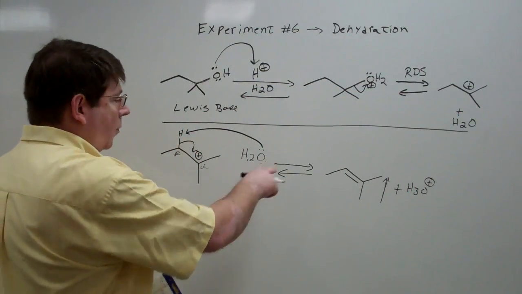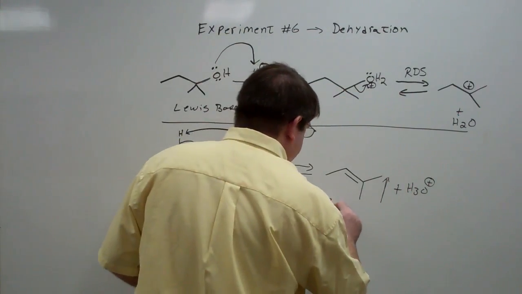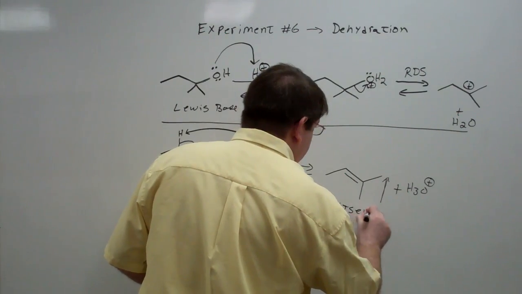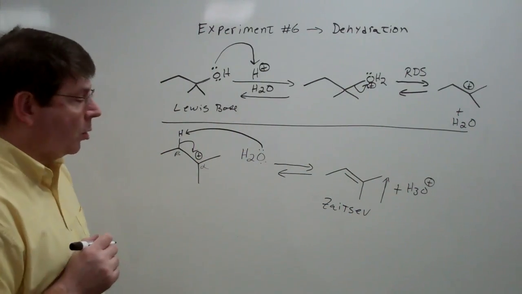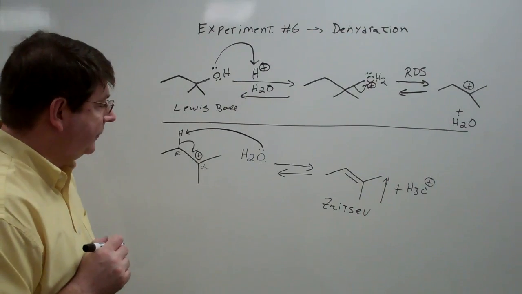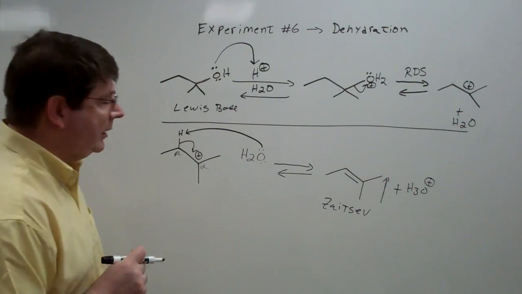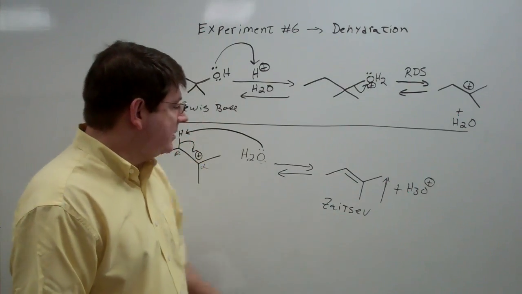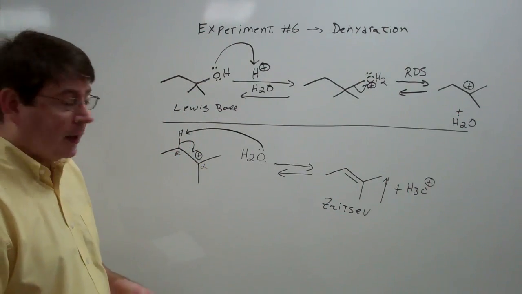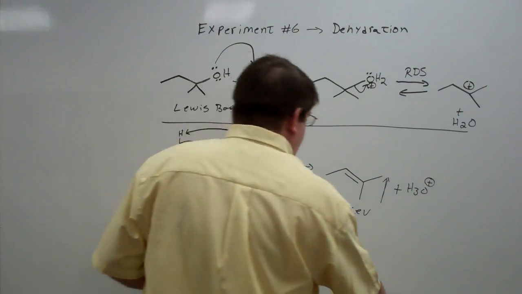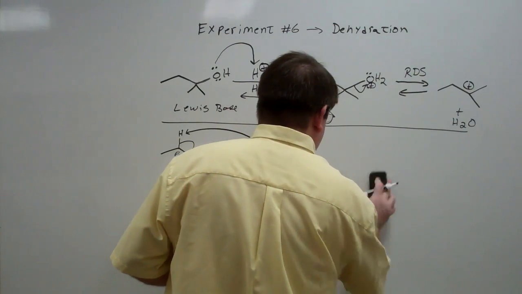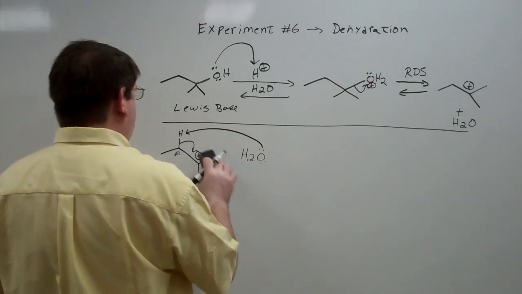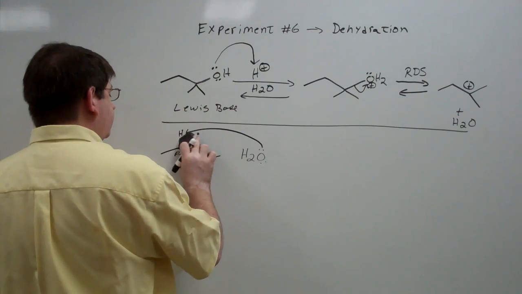And of course, this forms the Zaitsev product, which is the more stable of the possible alkenes. And we know that alkene stability drives this process. So in your experiment, you should observe the Zaitsev product being the major product. Now let's look at how we would form the Hofmann product.